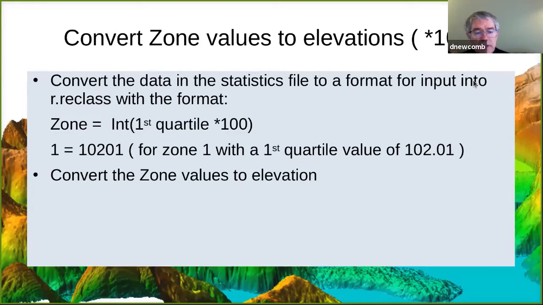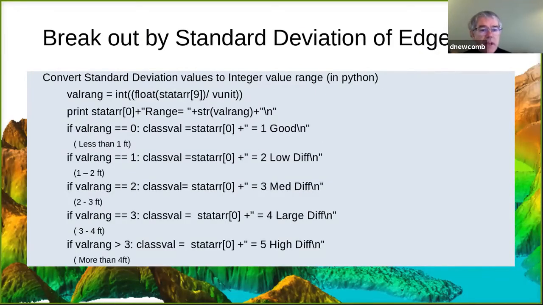You take that text file and you convert it to another text file, which has the zone number equal to 100 times the first quartile value. So you're converting that to an integer and doing the reclass routine in GRASS. You can then convert a raster from zones into the integer elevation values. And you can also do the same thing, creating a standard deviation value.